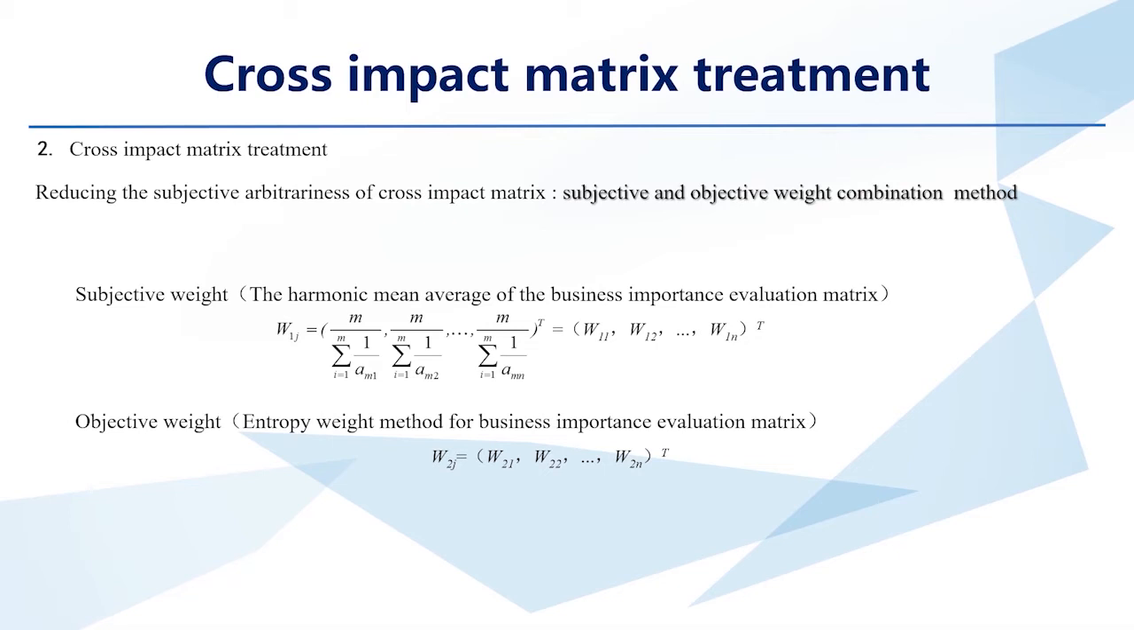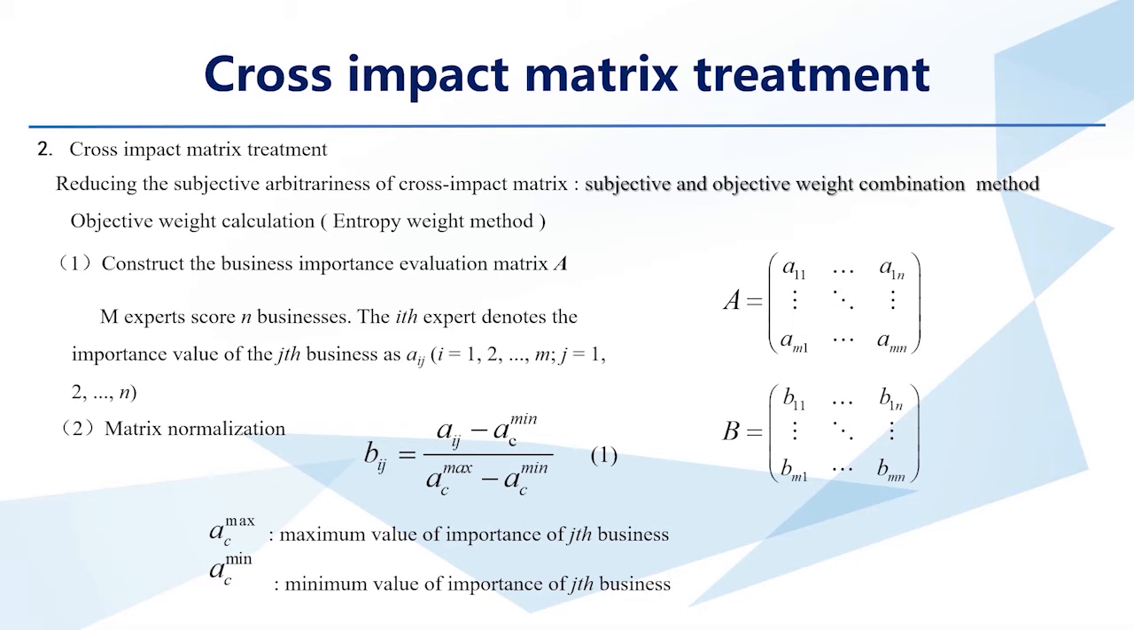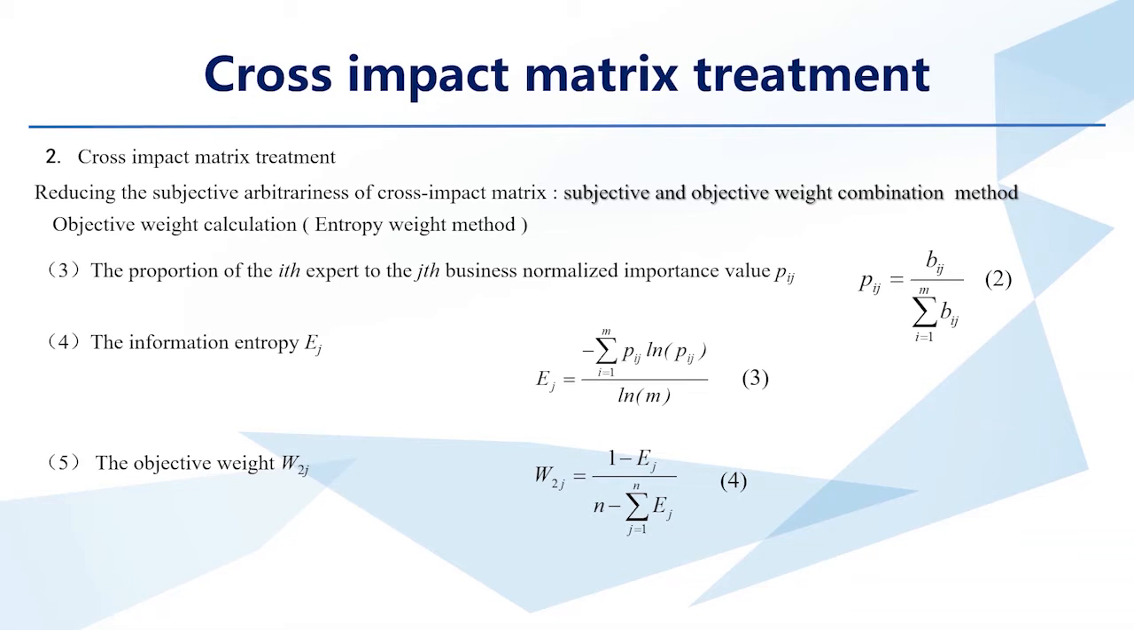To get the objective weight, we use the entropy weight method. According to the business importance evaluation table, construct the business importance evaluation matrix A. M experts score N businesses. The S-th expert's importance value of the G-th business is denoted as A_SG. Then, normalize the business importance evaluation matrix according to Formula 1, where A_G max is the maximum value of importance of the G-th business, and A_G min is the minimum value of importance of the G-th business. According to Formula 2, we can get the proportion of the S-th expert's normalized importance value for the G-th business. Finally, according to Formulas 3 and 4, we can get the information entropy and the objective weight.